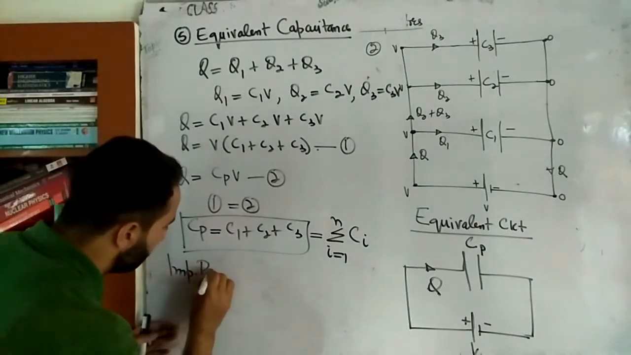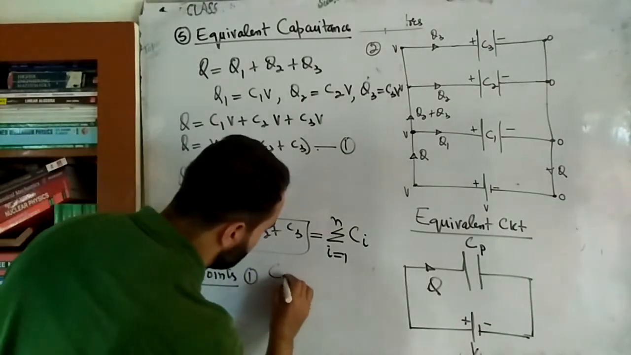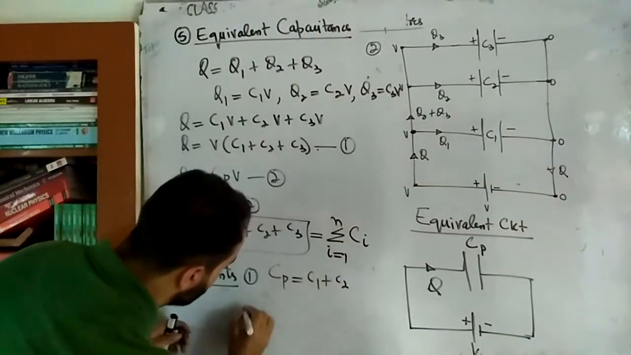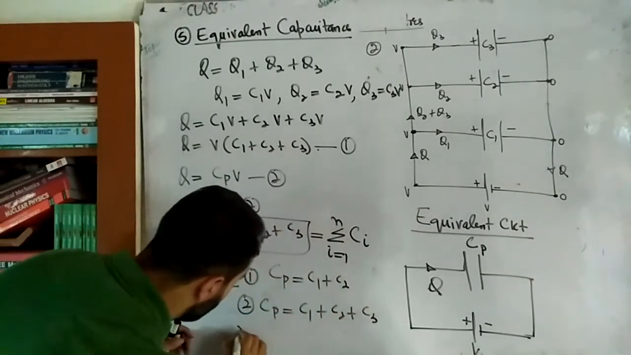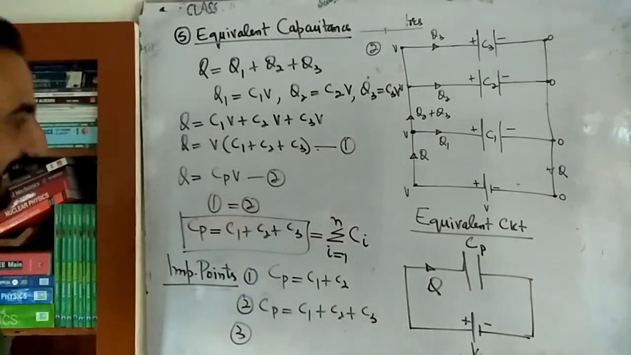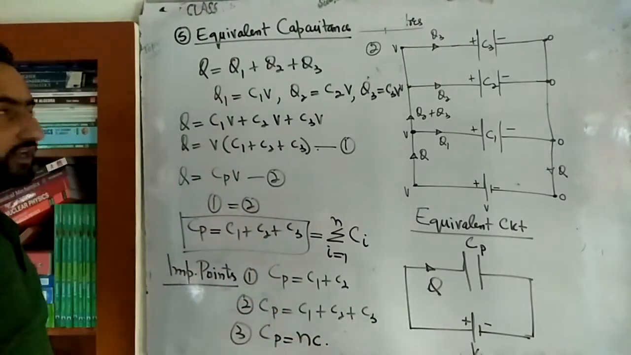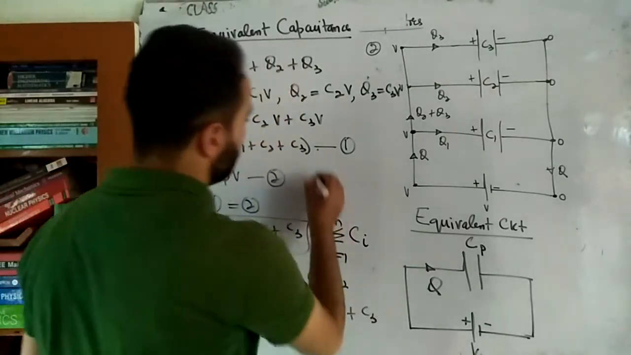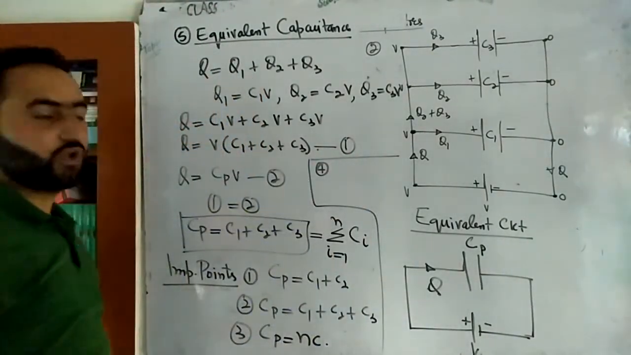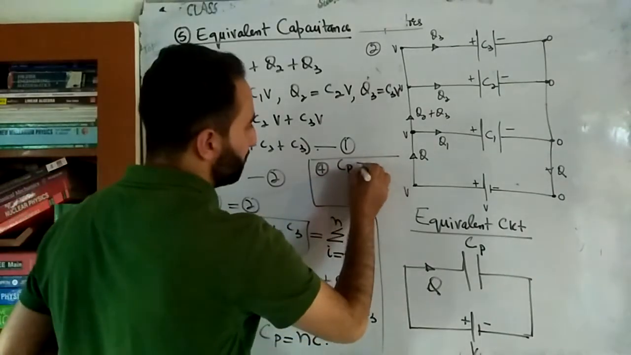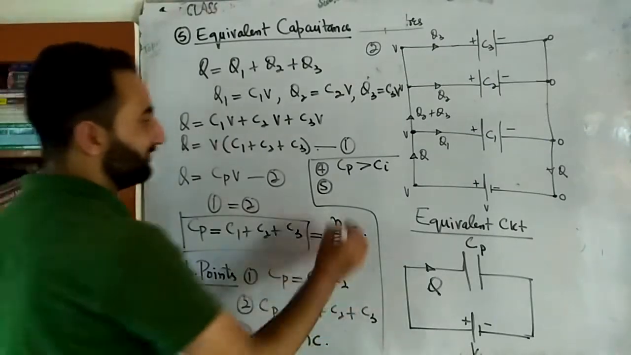Then there are important points. अब ध्यान रखो बेटा, important points. Point number 1 is that if there are two capacitors, then Cp will simply be C1 plus C2. If there are three capacitances, Cp will be equal to C1 plus C2 plus C3. Number 3, if there are n identical capacitances, each of capacitance C, then Cp will simply be equal to n times C. ठीक है ना बेटा? And then there are two more points, point number 4 and point number 5. You can write that yourself. Point number 4 is that this equivalent capacitance is greater than the greatest, that means Cp is greater than Ci, and point number 5 is that if you want to increase capacitance, connect in parallel.